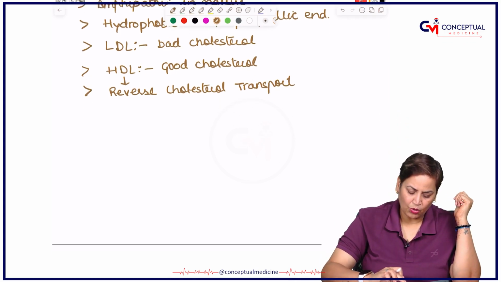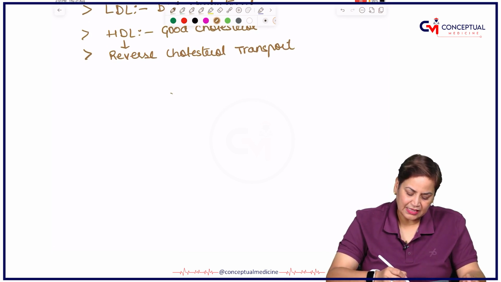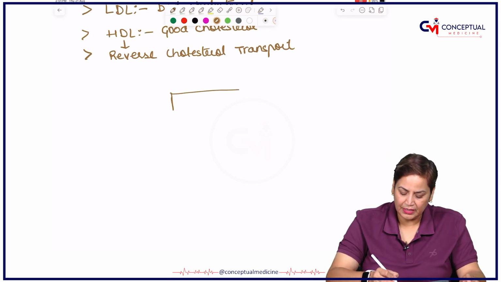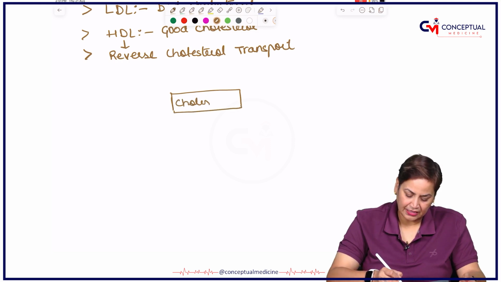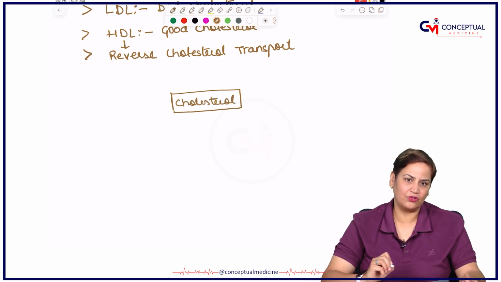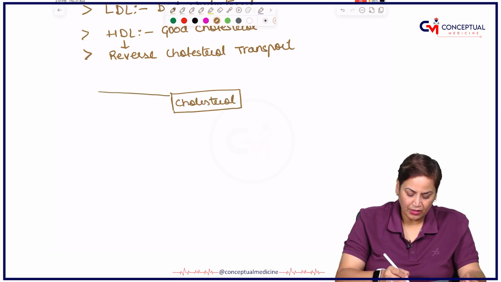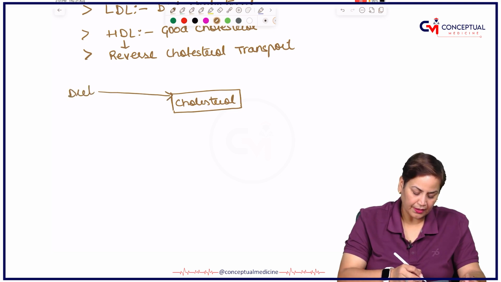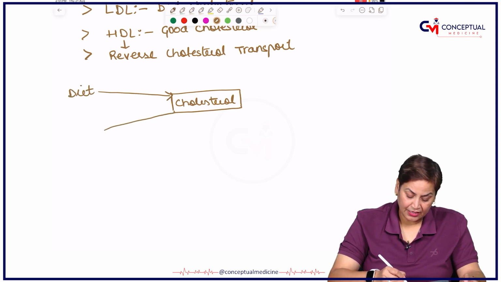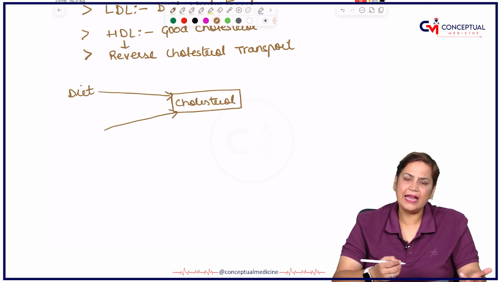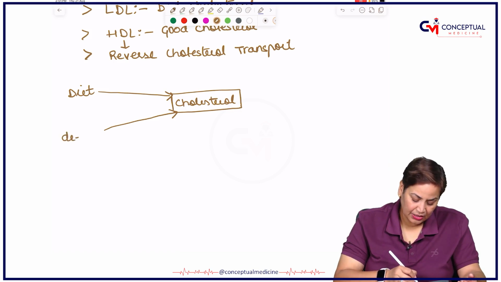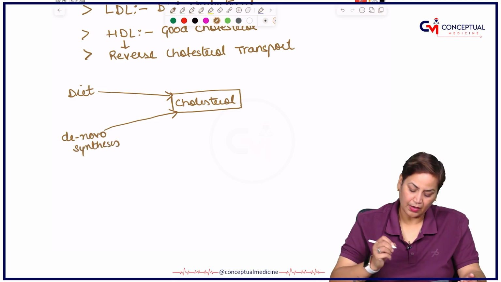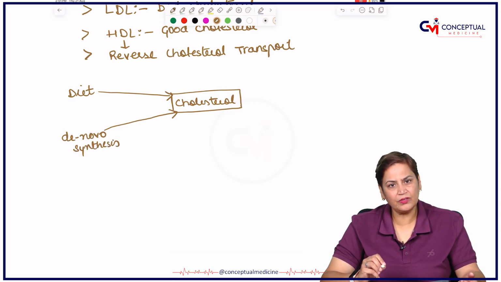Now coming to the fate of this cholesterol. What are the factors which lead to cholesterol, and what are the factors which utilize this cholesterol? So we get cholesterol from the diet, and then we get cholesterol from an endogenous source, meaning it is synthesized in the body. We call it de novo synthesis.